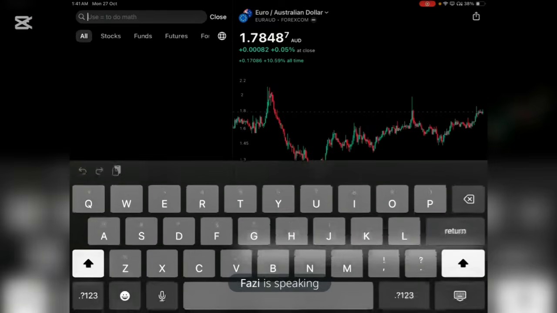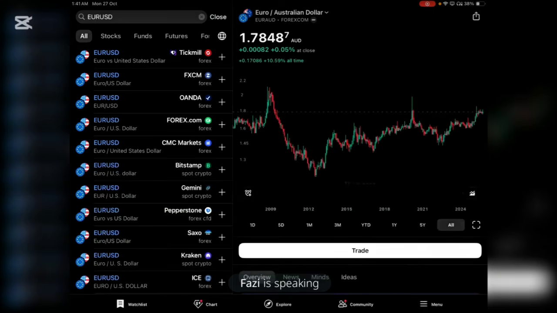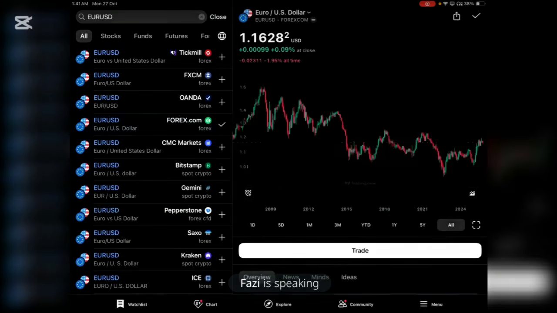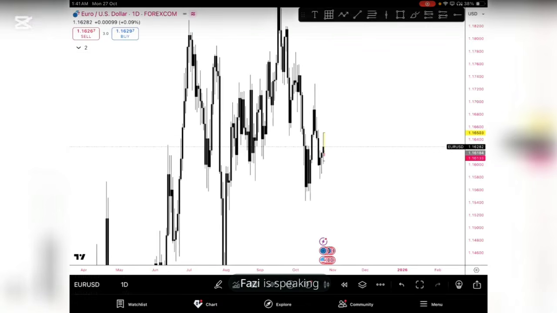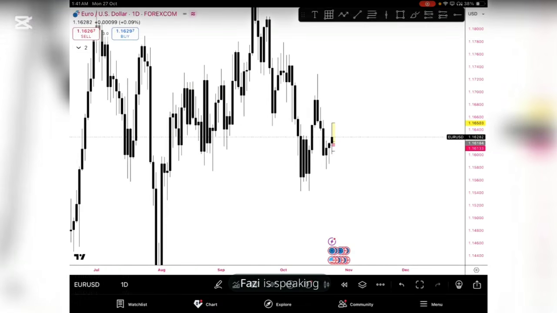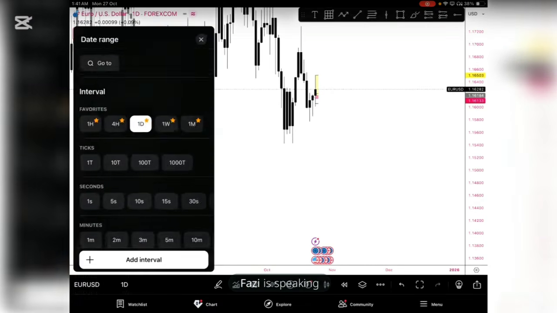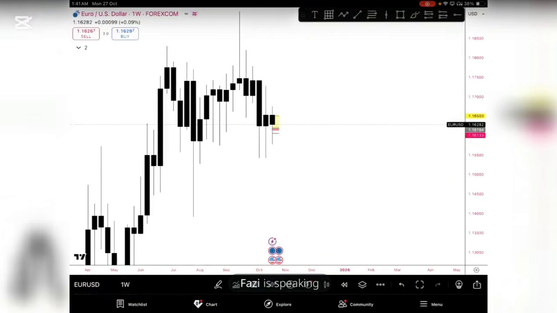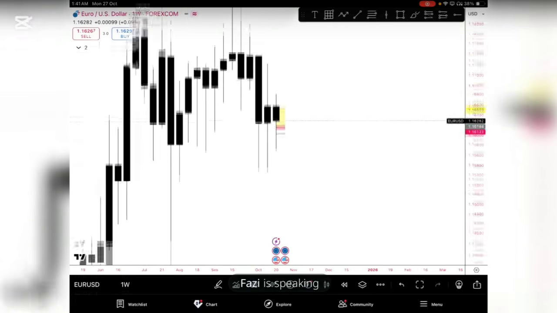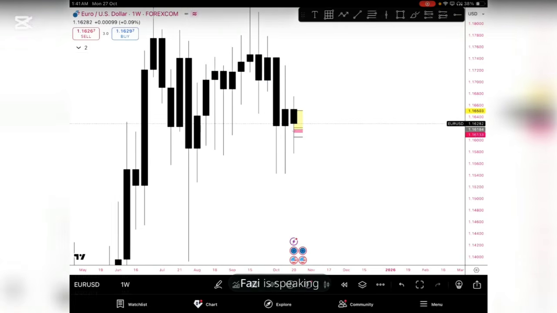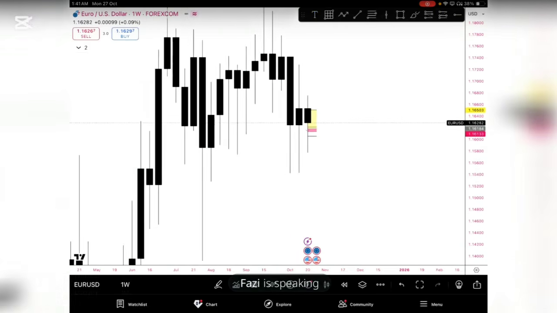USD, which we call the major pair. So let's get into the Euro USD. So you can see on Euro USD what happened here. Let's get into the higher time frame here on weekly. So what happened on weekly? So weekly we don't have anything here. Here we don't have any sweep on here. So we cannot consider any Euro USD here because we don't have any sweep.